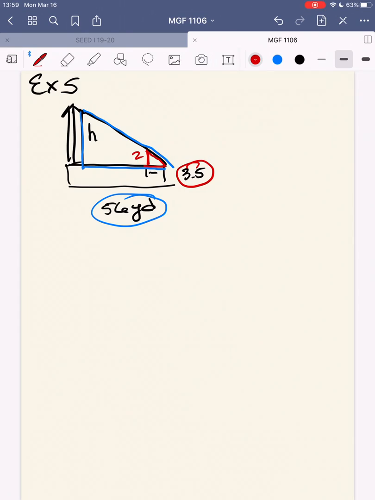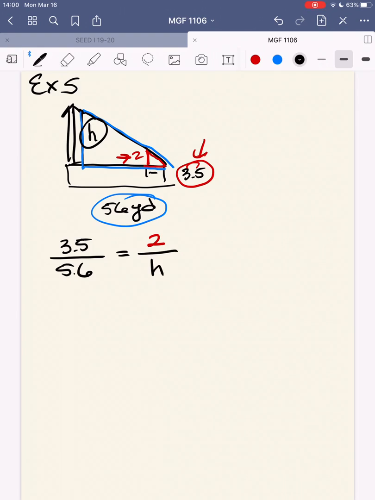Okay, so I'm going to use my 3.5 and my 56, which are both bottoms. They're both the bottom of the triangle. I also know then my 3.5 here goes with this 2 here, so my 2 I'm going to put on top. The last piece that's missing is our height, or our h. You can call it h, you can call it x, it doesn't matter.